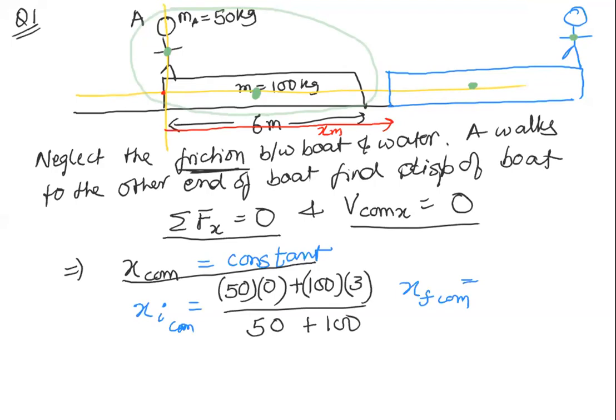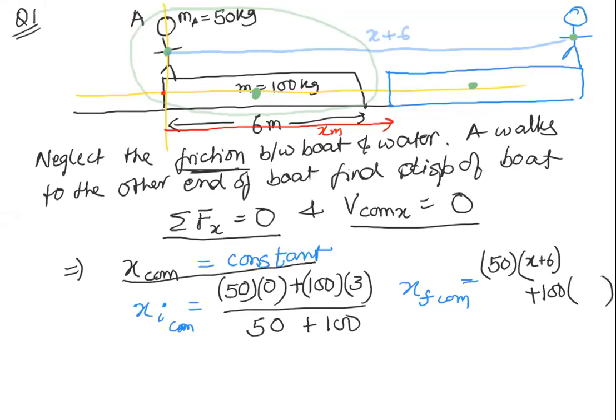And the final x coordinate of the center of mass is here. So it will be mass of the man into the x coordinate of the man, and the x coordinate of the man is this now. And this distance is equal to x plus 6. So this will be equal to 50 into x plus 6, plus mass of the boat, which is 100, into the x coordinate of the boat, which will be equal to x plus 3, whole divided by mass of the man plus mass of the boat.